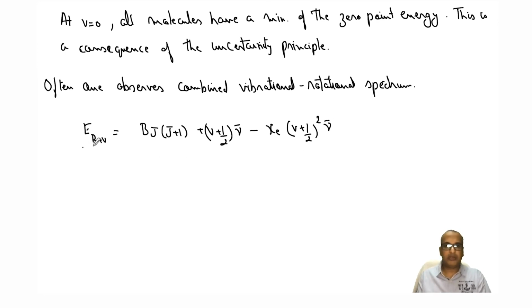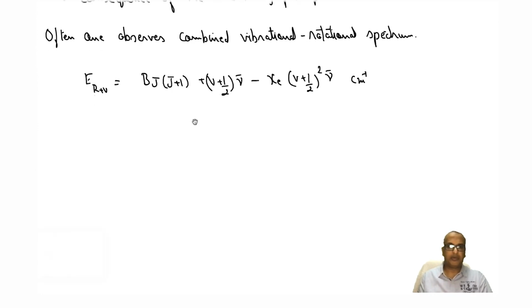We will not write anything extra here because we had h/c within B. The idea is to just have the centimeter inverse units. Now we can always calculate the delta E between different J levels and different V levels.